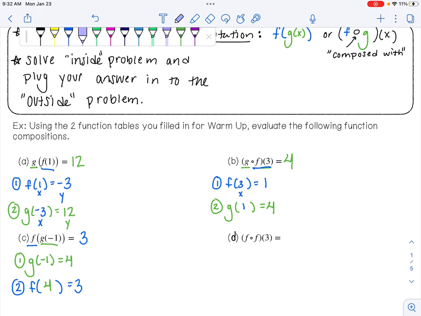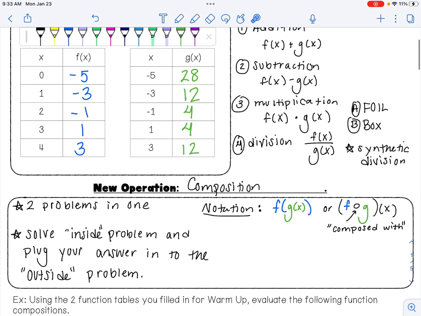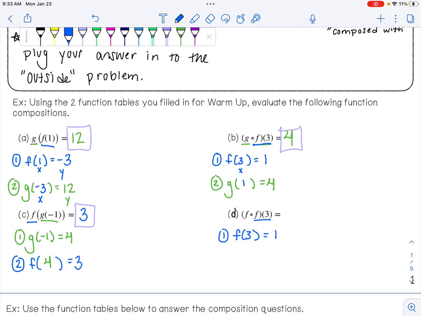If you're having trouble figuring out which ones are the answers, I'll box them so they stand out a little bit more. And then, okay, let's look at D. D's a little harder, or not harder, but different, because it's 2 f's. So the first thing we're going to do is find f of 3. So we're going to go to the f table, find 3 in the x column, and it takes us over to the 1. So my first answer is 1.